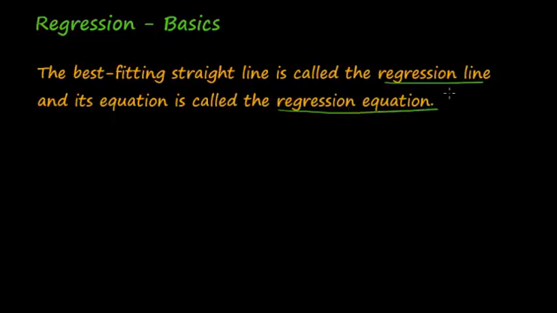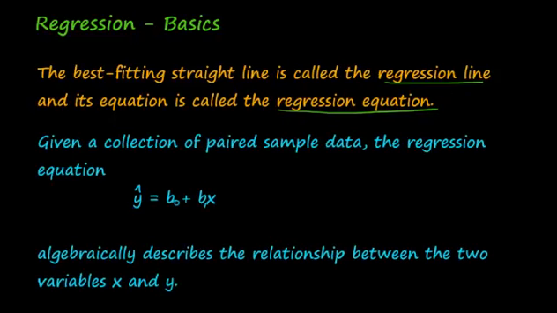We can graph the regression equation on a scatter plot to determine how well it fits the data. We'll also see how we can use the regression equation to make predictions. Given a collection of paired sample data, the regression equation y hat equals b sub 0 plus b sub 1 times x algebraically describes the relationship between the two variables x and y.